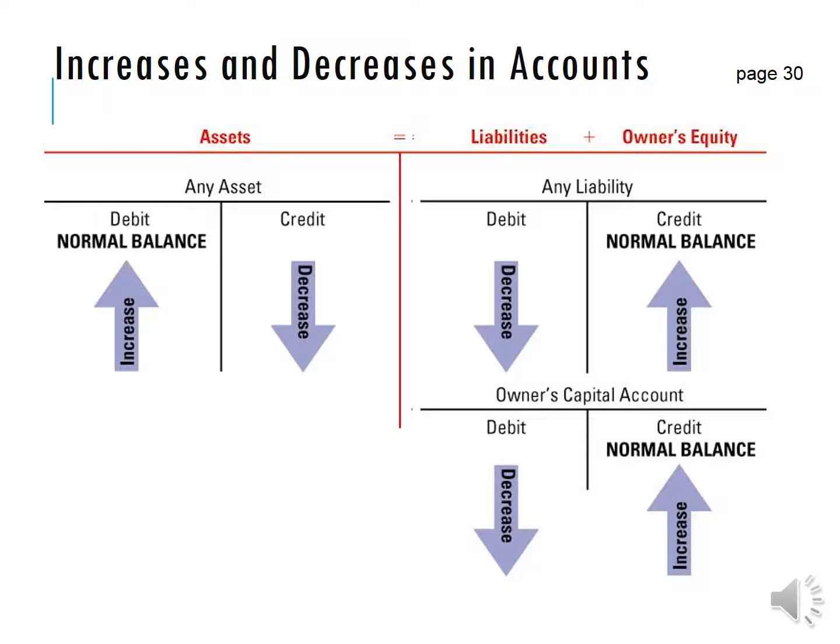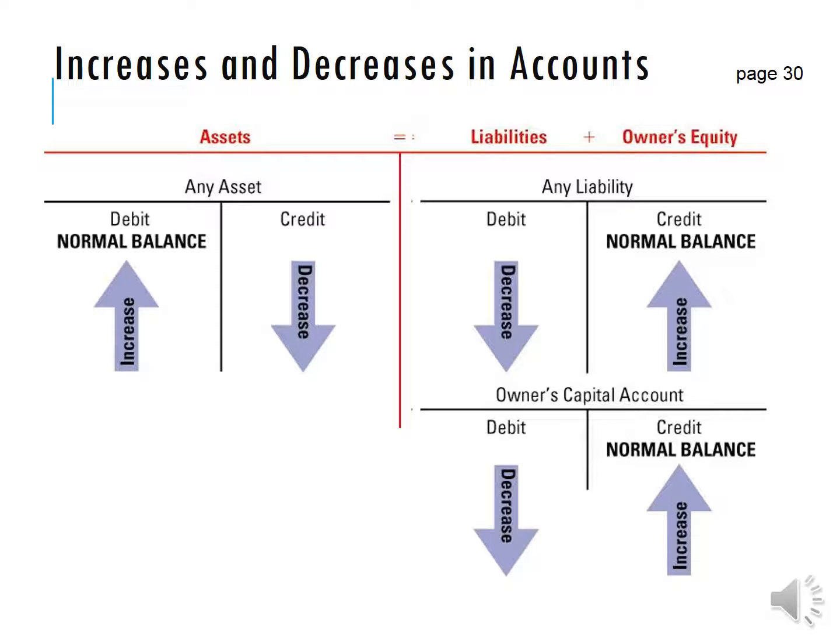Looking at our liabilities, we know that liabilities fall on the right side of the accounting equation. The right side determines the increase side. So any liability account will increase on the credit side since it is the right side. It is also the normal balance side for any liability account. So to decrease what we owe in our liabilities, we will have to debit the liability account.